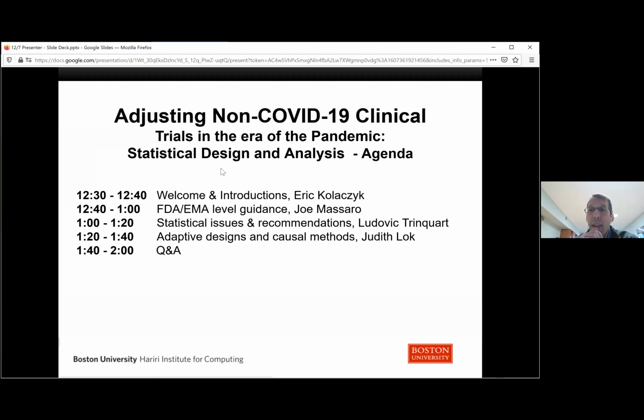And then the fact that we have to adapt here raises the interesting question as to whether formal adaptive designs and causal methods might be of utility here, and Judith is going to talk to us about that. They're each going to speak for 20 minutes. We're going to hold them to that. And then we're going to leave about 20 minutes at the end for Q&A.